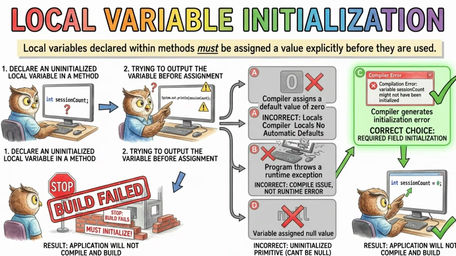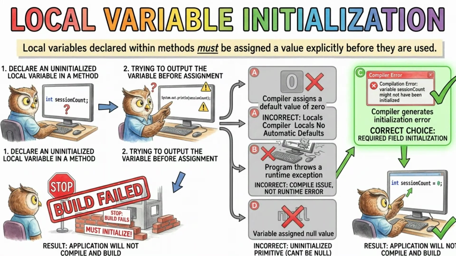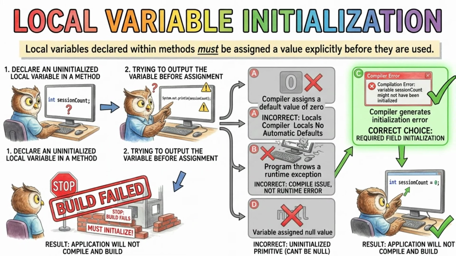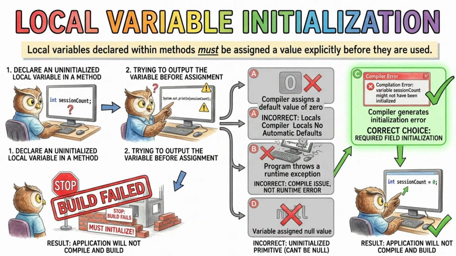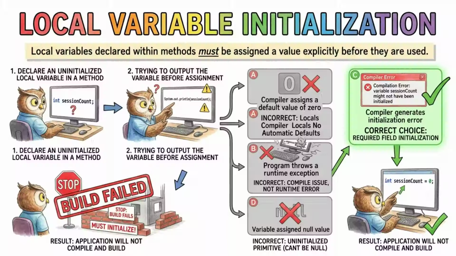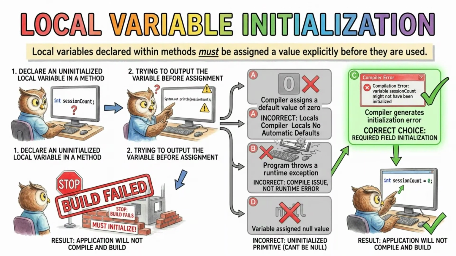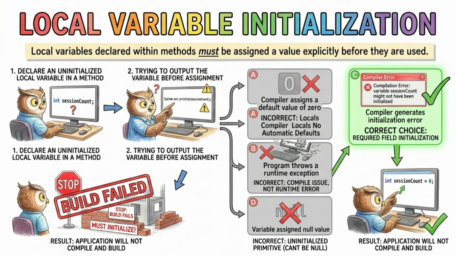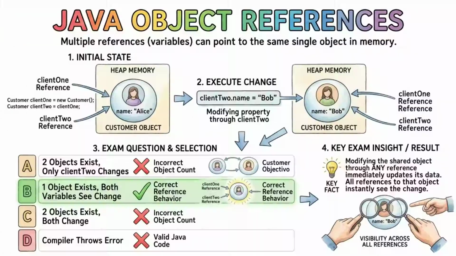Let's talk about variable scope. If you declare a local integer variable inside a method, say, to count active user sessions, you cannot use or print that variable until you assign a value to it. Unlike instance variables at the class level, which get default values automatically, local variables must be explicitly initialized. If you try to use an uninitialized local variable, the compiler will catch it and refuse to build your application.